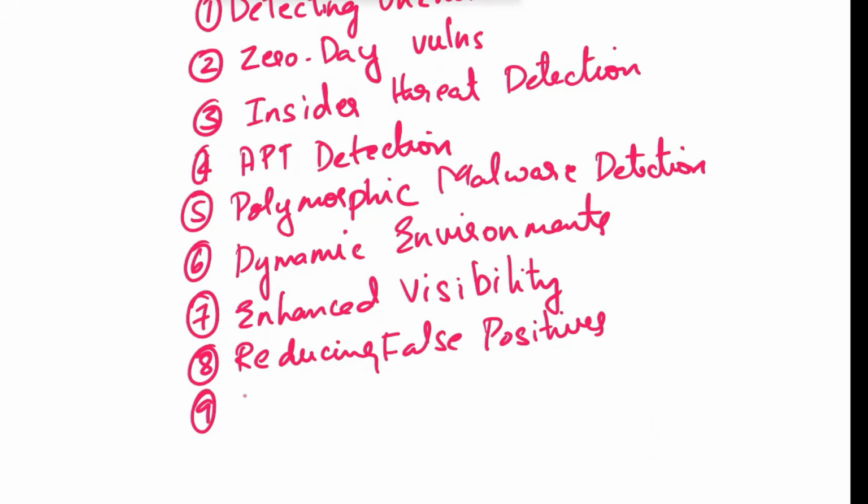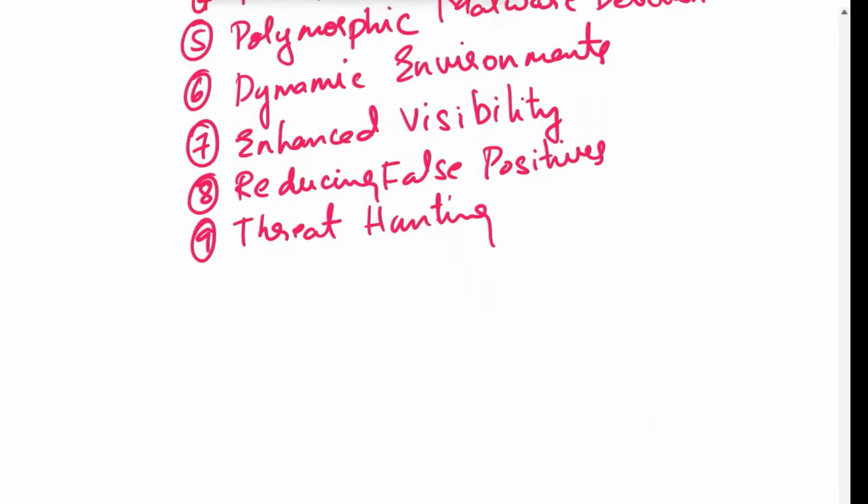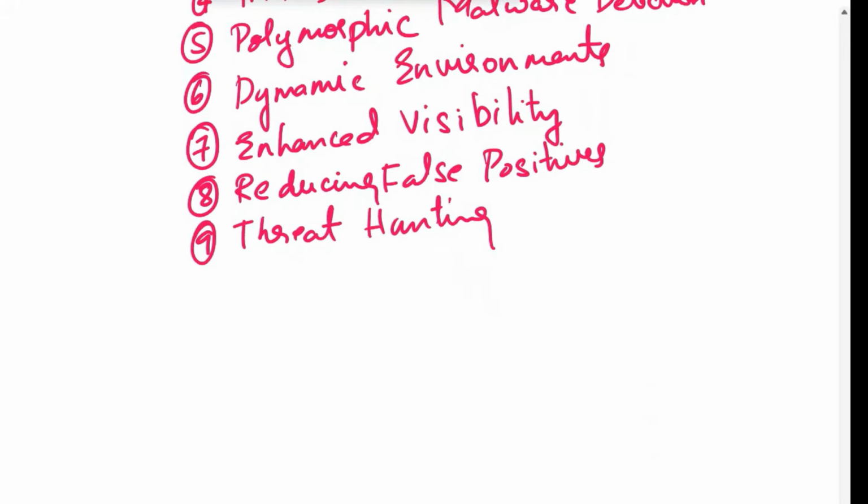Another importance is because of threat hunting. Behavior analysis enables proactive threat hunting by allowing security analysts to search for abnormal patterns that might indicate ongoing or hidden attacks. This approach helps uncover threats before they escalate.